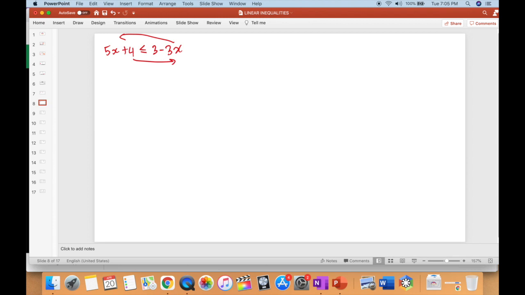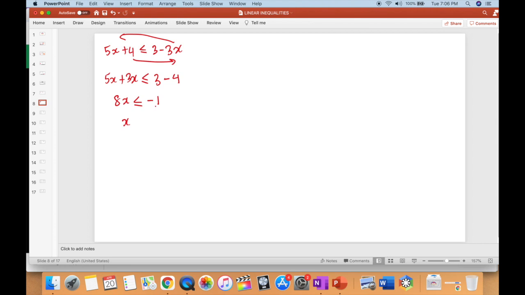So if I throw the 3x on this side, I'll get 5x plus 3x. And that doesn't change the sign. None of this changes the sign. And I'll put the 4 on this side. So that's 3 minus 4 this time, yeah? So 5 and 3 is 8x is less than or equal to negative 1, and therefore x.